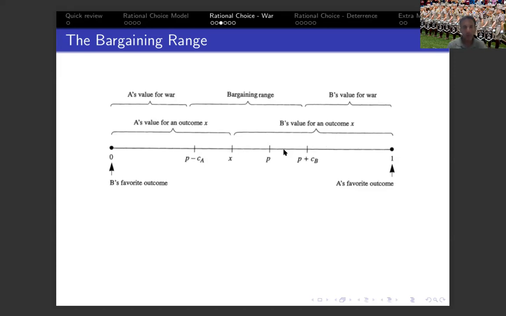Everything between those two points, P minus CA and P plus CB, presents multiple points that are all possible solutions that offer both actors, both A and B, more utility than going to war. So this is the bargaining wedge. Let's take this X as an example.